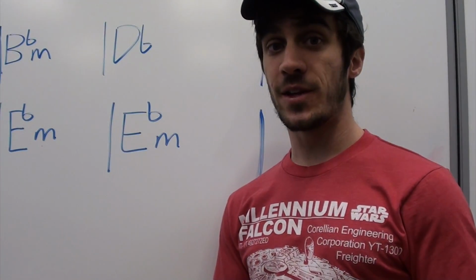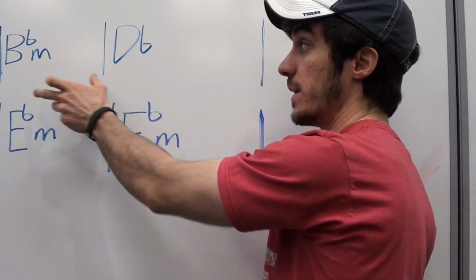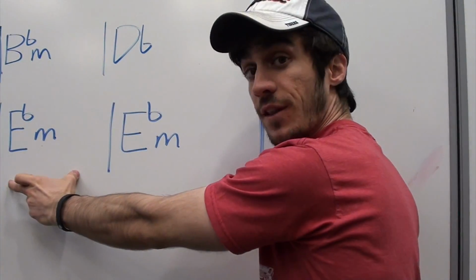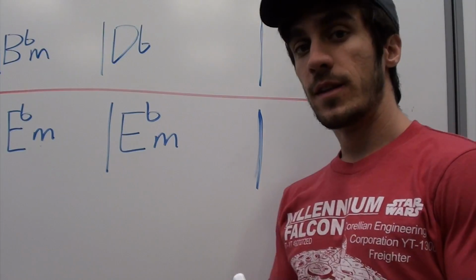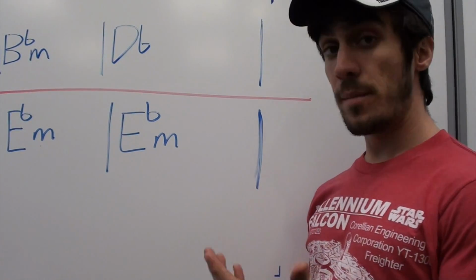The first thing that we're going to take a look at in this song is its chord progression. We go from B flat minor for 4 beats, D flat major, E flat minor, E flat minor. The things that I like most about this chord progression are its asymmetry. What do I mean by that?